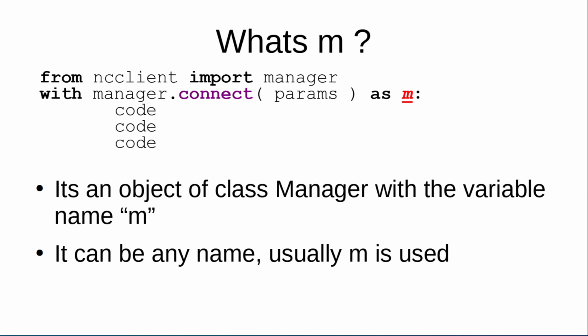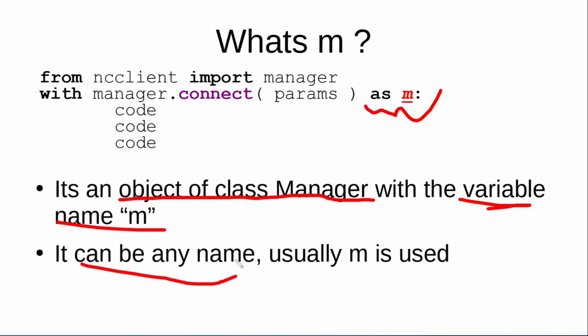So what is m? You will usually see that this construct ends with as m. It is an object of class Manager that happens to have the variable name m. It can have any name you want, but it is usually m for manager.